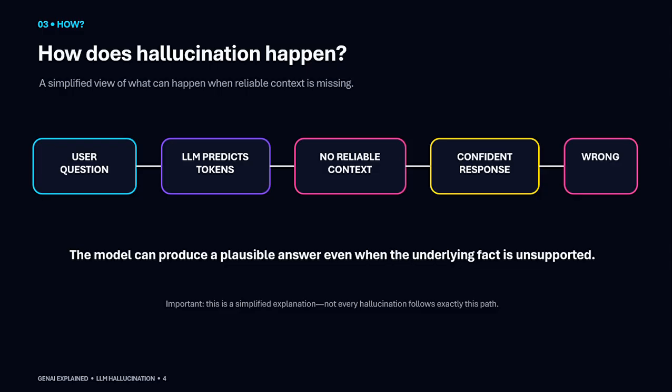Now let us have a look at how it happens. Let us understand the basic flow. A user asks a question. The LLM then predicts the tokens needed to generate a response. But suppose the model does not have reliable information or context for that question. It may still generate a confident response, and that response could be wrong. So in simple terms: question, model generates, no reliable context, confident but potentially incorrect answer. So that is one way hallucination can happen.